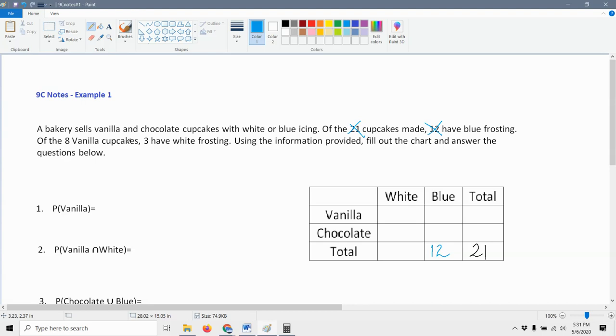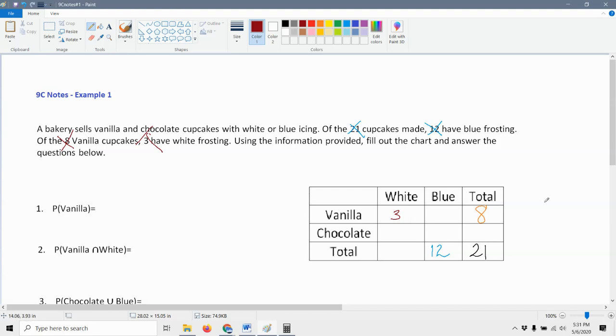Of the 8 vanilla cupcakes, so again, we know that's a total. That's all the vanilla cupcakes. 3 have white frosting. So remember that these 3 white frosting are part of those 8 vanilla cupcakes. Of the 8 vanilla cupcakes, 3 have white frosting. So that goes there. Using the information provided, fill out the chart and answer the questions below.